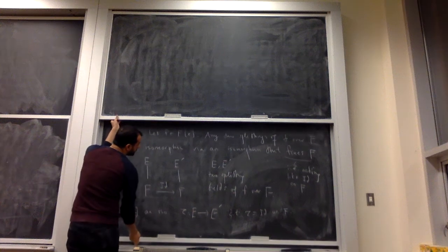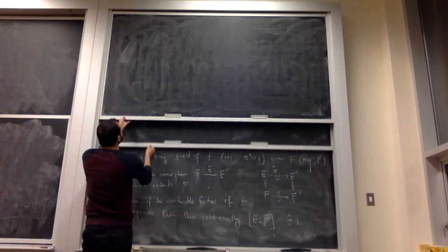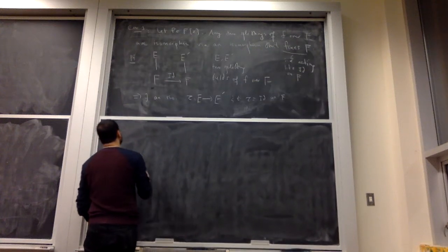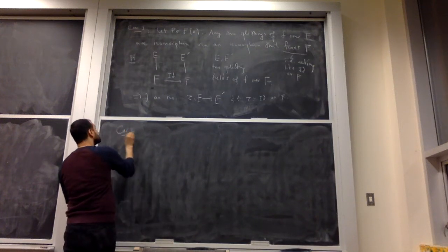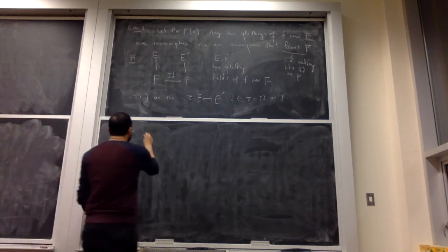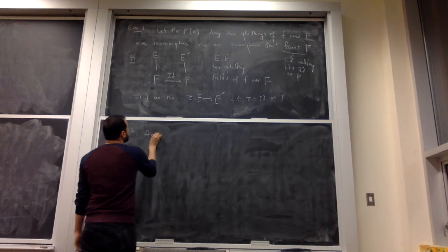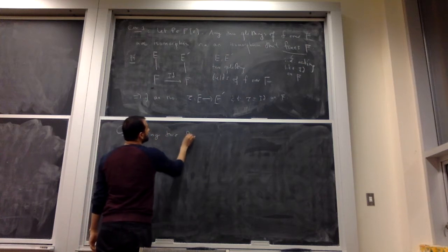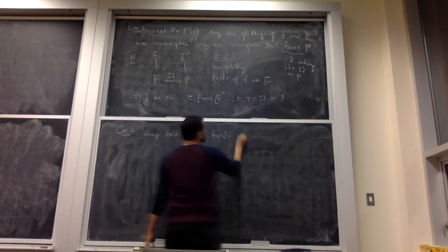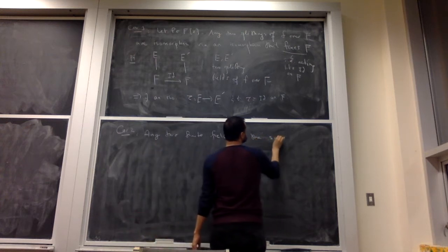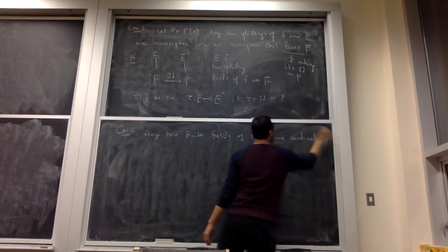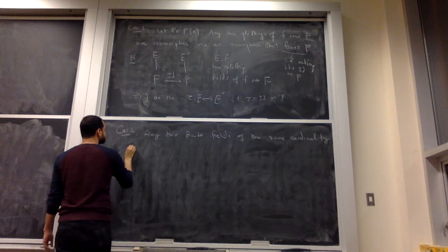The second corollary is a corollary of the first corollary. The following very interesting result, number 2: any two finite fields of the same cardinality are isomorphic.